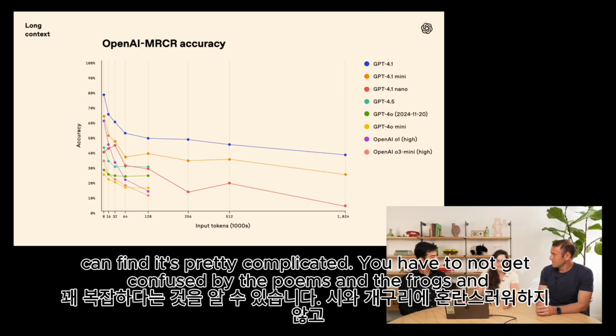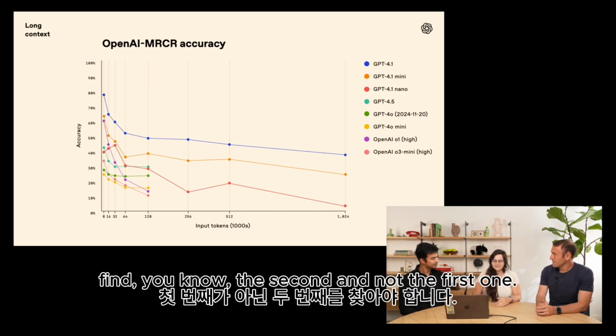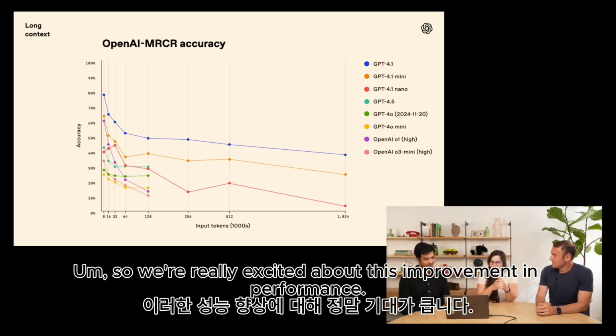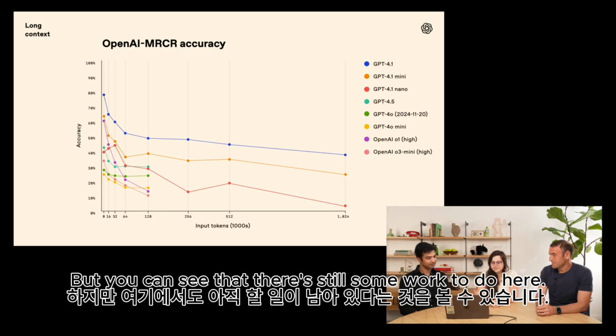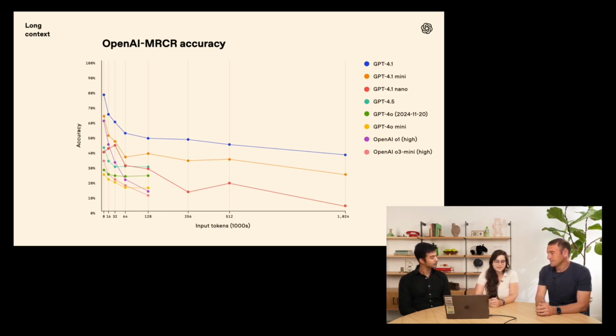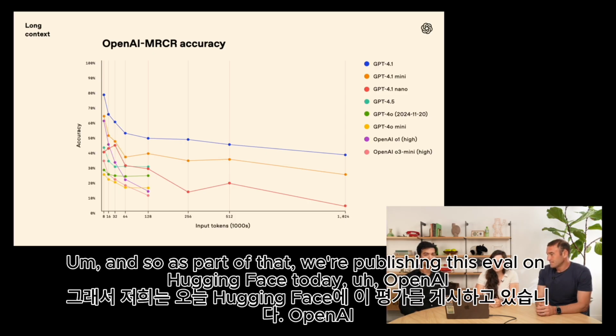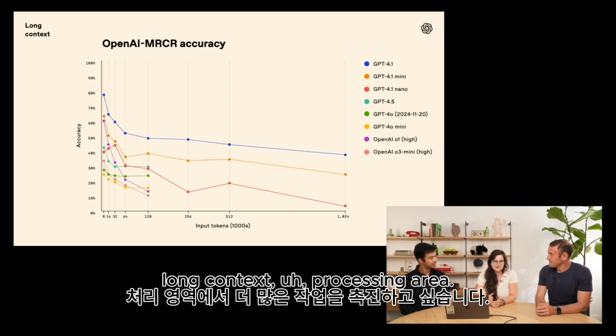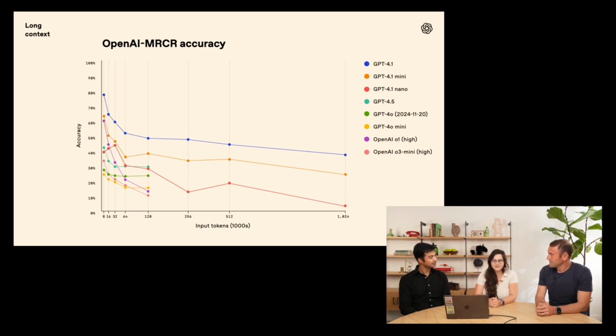And so you can find it's pretty complicated. You have to not get confused by the poems and the frogs and find the second and not the first one. So we're really excited about this improvement in performance, but you can see that there's still some work to do here. And so as part of that, we're publishing this eval on Hugging Face today, OpenAI MRCR, and we really want to spur on more work in the kind of more difficult long context processing area.